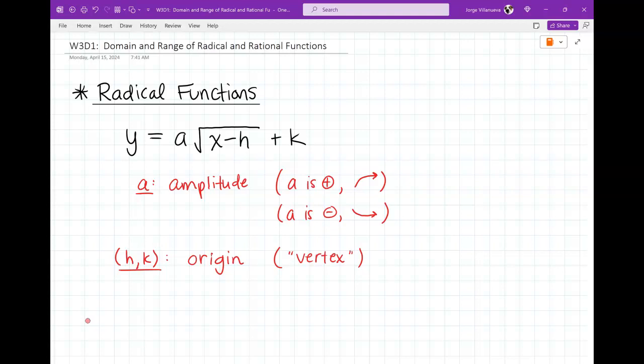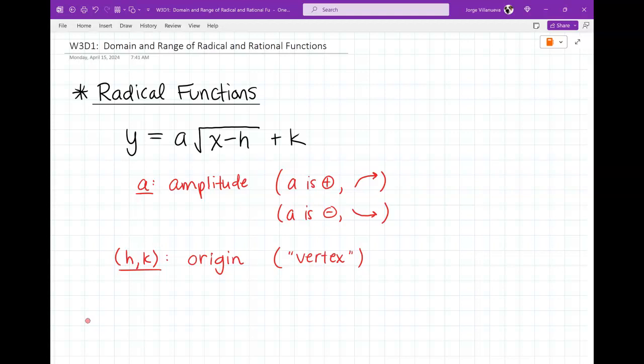H moves it left and right, but it's the opposite of what it looks like. So if it's a minus H, you're going to move to the right. If it's a plus H, you're going to move to the left. K is your vertical movement, right? It goes up or down. If K is positive, it goes up. If K is negative, it goes down. All right? So we've already reviewed the HK movements so many times. We don't have to rewrite everything for that.